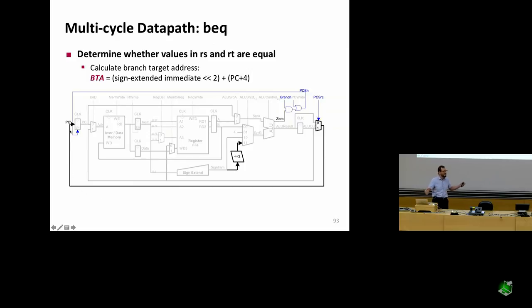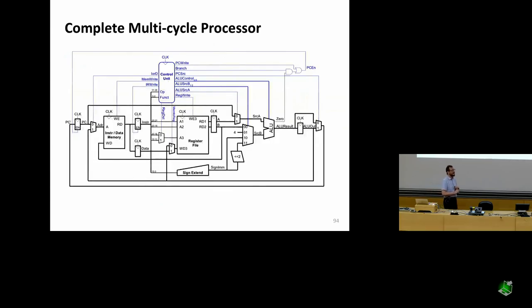That gives you more muxes, more wires, and control signals. But I'm not going to go through this. You can study this. The principles are very similar to single cycle design. And that's what we have at the end. This is our complete multi-cycle processor. This is the control logic. And the control logic, if you look at it, is very, very similar to what we've designed earlier.